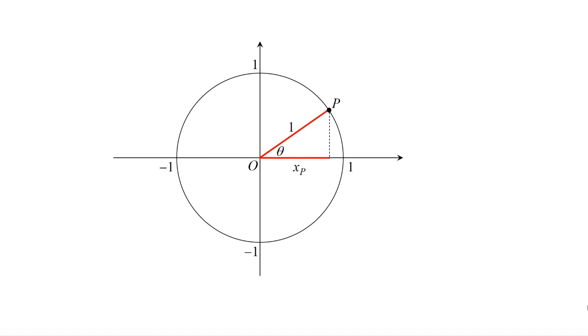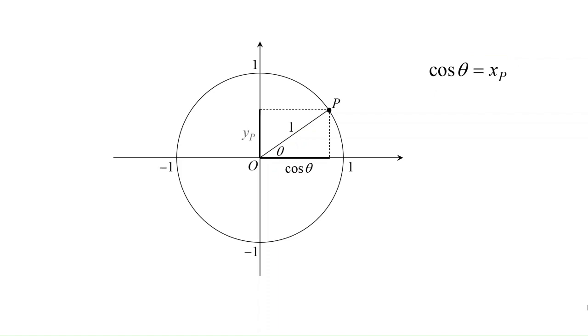Adjacent over hypotenuse is cosine theta, which yields cosine theta equal to x of P over 1. Then cosine theta is equal to x of P. Then the abscissa of P is cosine theta.